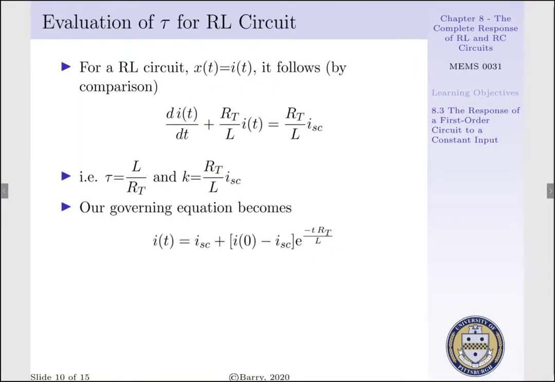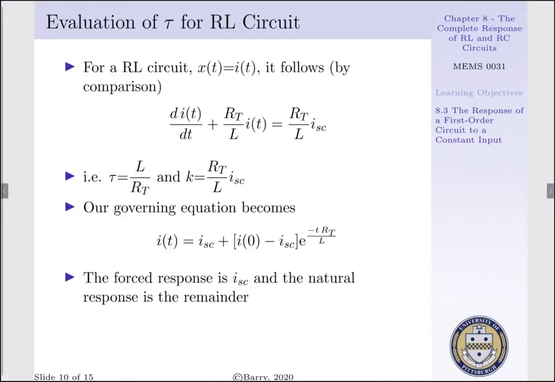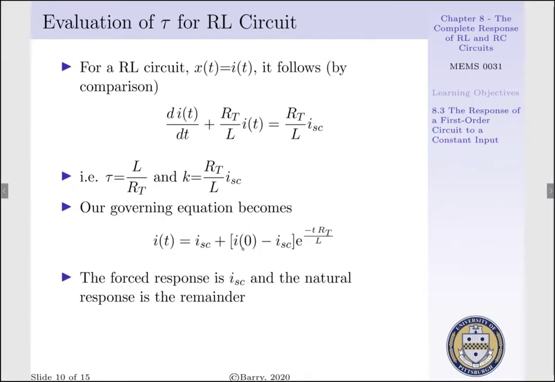Our governing equation becomes, for our given RL circuit, i of t is equal to I_SC plus I naught minus I_SC, e to minus R_TH t per L, where I_SC is our forced response within our system, and the remainder is our natural response. We see that as time tends to infinity, our natural response is going to decay, and we're left with the forced response of our system.